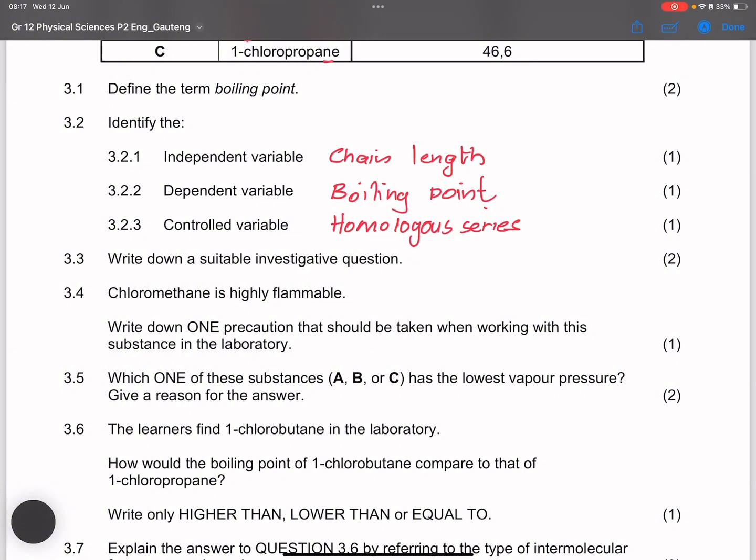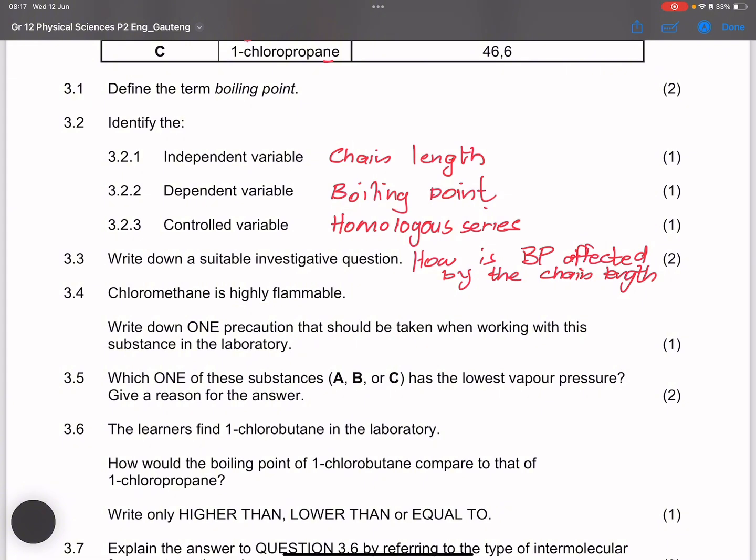How is boiling point affected by the chain length? Or you can say the chain length of haloalkanes, since we've got haloalkanes in this case.